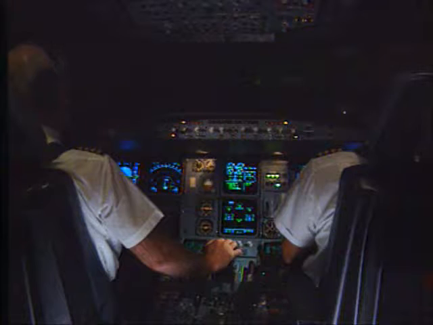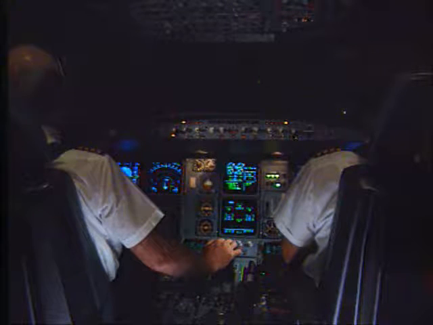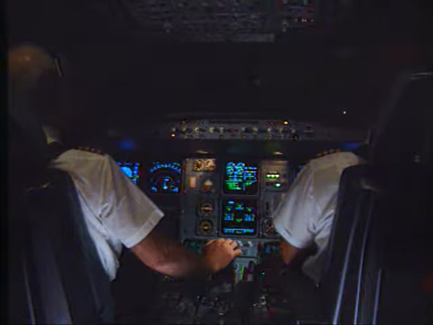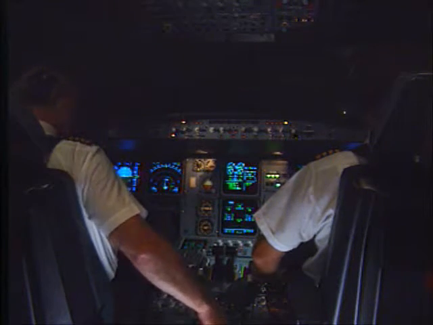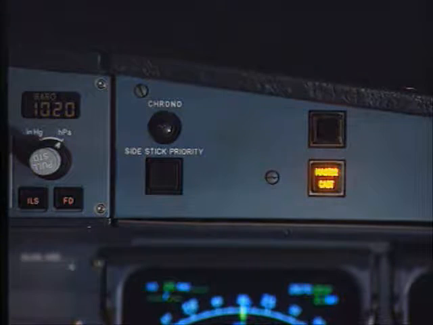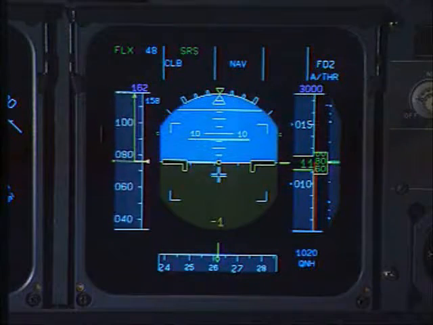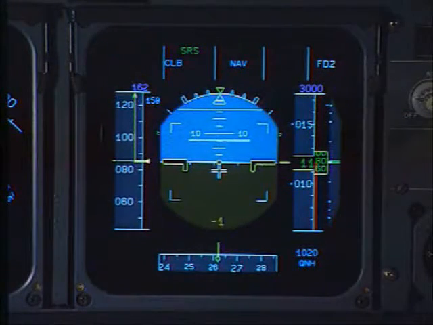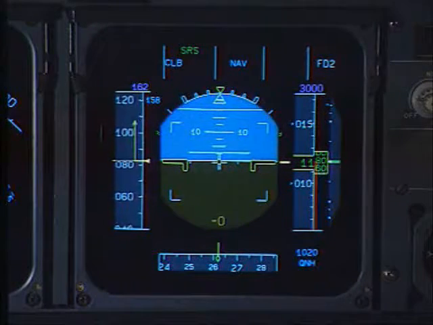Tower, Fox Tango, ready for departure, runway 26 left. Let us now look at these 6 examples of failures during the takeoff. Firstly, a runway limited takeoff with an ECAM warning in the low speed regime, that is, below 100 knots.